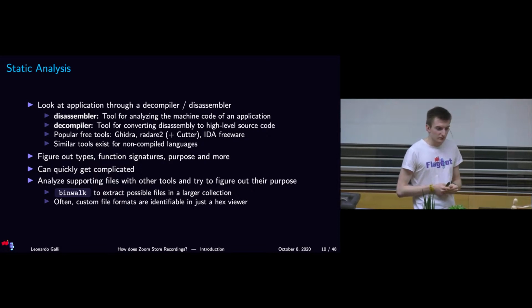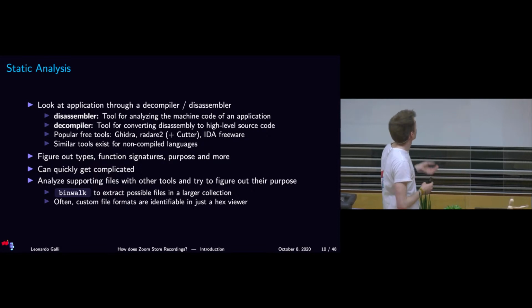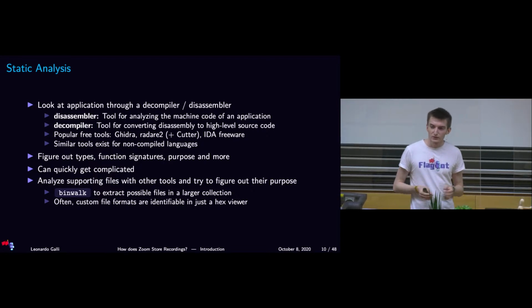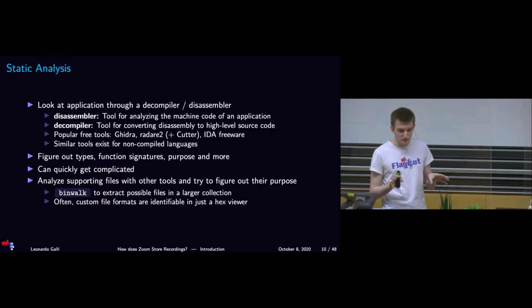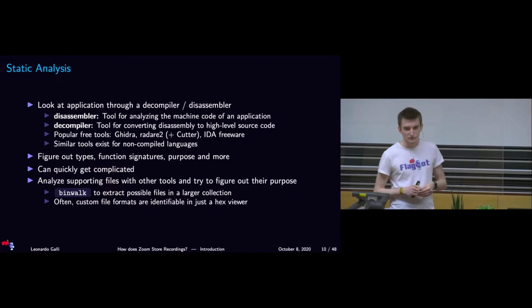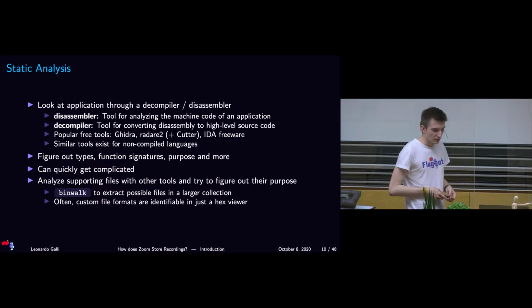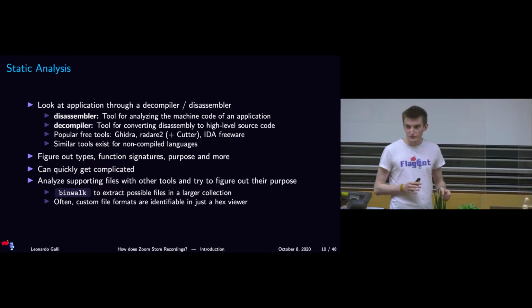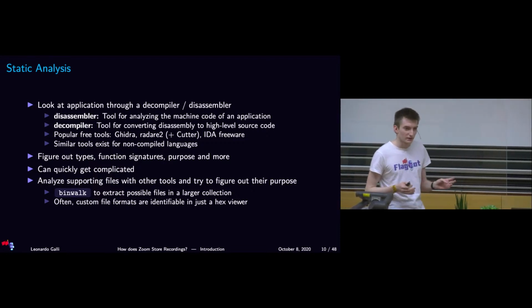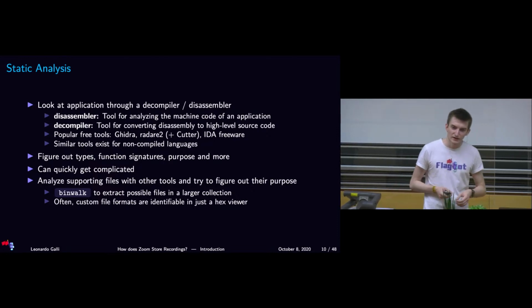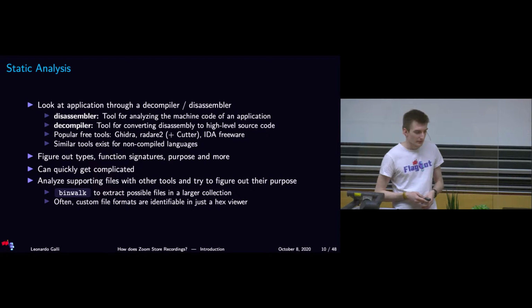And in addition, what you also usually do is you analyze the supporting files with other tools. There's, for example, binwalk, which just basically goes through your files and tries to extract anything that somewhat looks useful. For example, if it finds anything that looks like an image, it will try to extract it and show you. And what is also interesting, which we'll see later, is that often if you just look at stuff in a hex viewer, you can already figure out some patterns and maybe don't even have to use all these fancy tools.